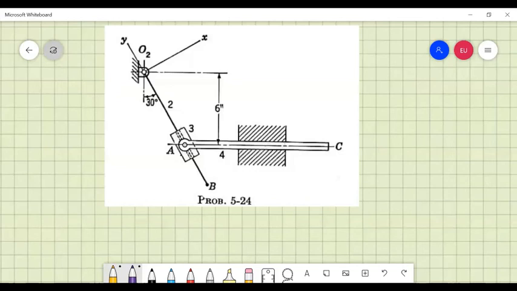Do you think I'll have a Coriolis component in the acceleration analysis of this mechanism? Coriolis component or not? Okay, yes. Why? Can you draw on the screen and show us why we expect a Coriolis component in the acceleration analysis of this thing?